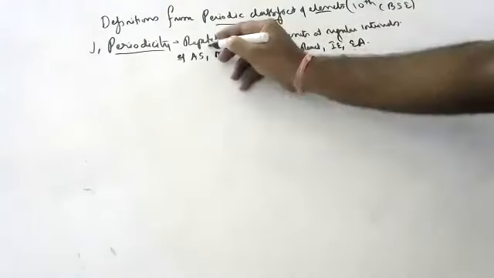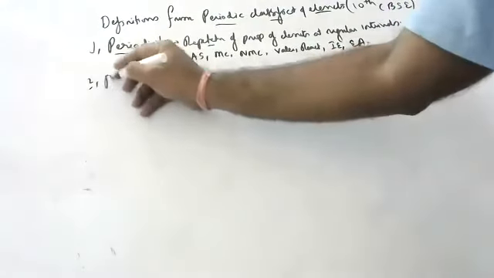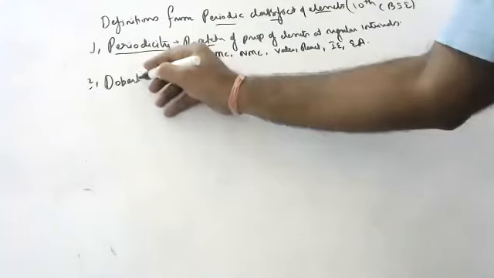Periodicity is what, children? Anyone? Can anyone repeat the definition? Repetition of properties of elements at regular intervals. Very good. Repetition of properties of elements at regular intervals is called periodicity. Next, Dobereiner's law of triads.